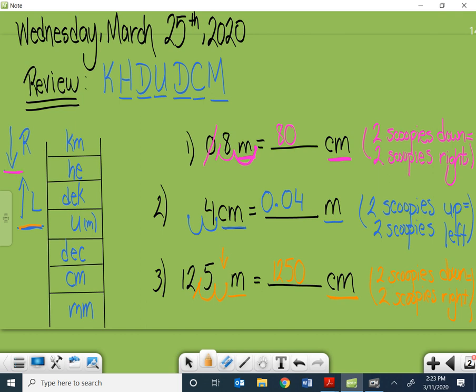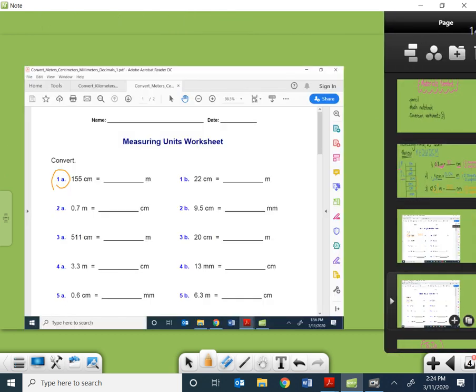Okay, I was going from centimeters, so I'm over here, and I'm trying to go to, I think it was meters, yes. So I'm going 1, 2 scoopies up. I went from centimeters to meters. That means I went 2 scoopies up, which is this one, right? I went 2 scoopies up, that means 2 scoopies to the left.